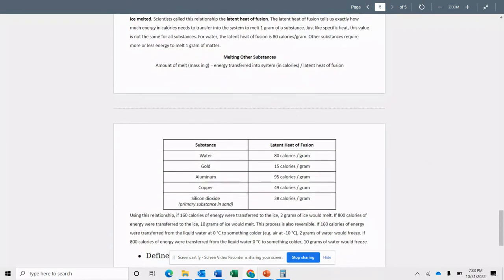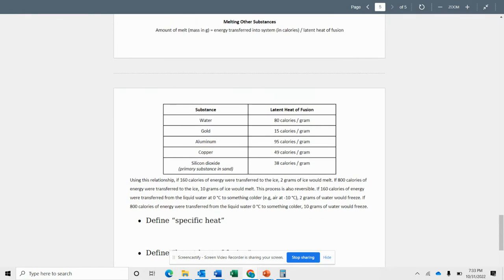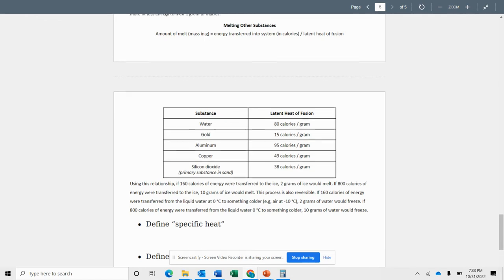The other term we learned was the latent heat of fusion, and basically that's how much energy it takes to melt 1 gram of a substance. And here we can see that water, it takes 80 calories to melt 1 gram of water. Gold, from solid gold to liquid gold, it takes 15 calories to melt 1 gram of gold. Aluminum, 95, copper, 49, and so on.